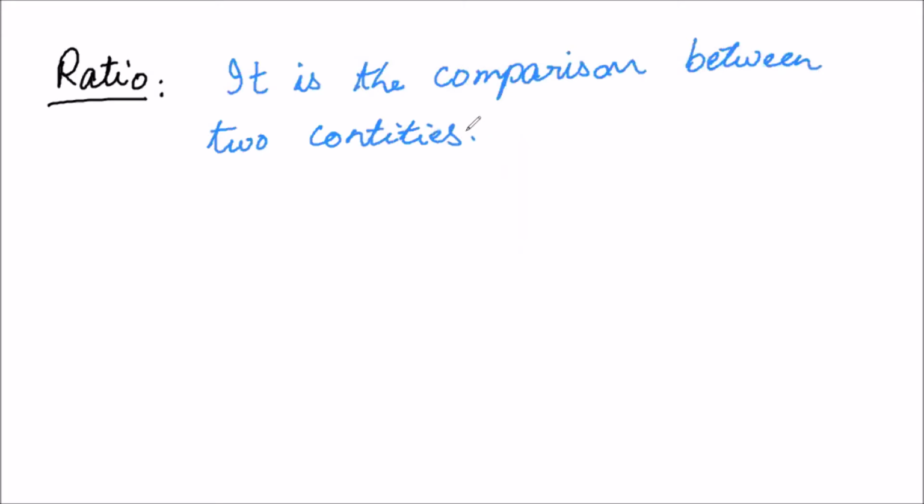First of all, I tell you the meaning of ratio. Ratio is the comparison between two quantities. It is the comparison between two quantities. दो चीज़ों के दरमियान जब हम मुकाबला करते हैं तो उन्हें रेशो कहते हैं.